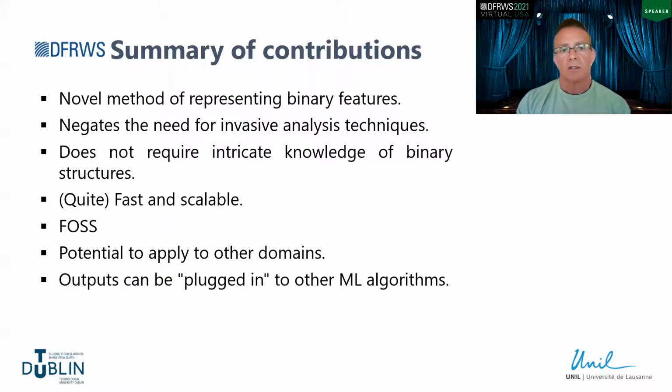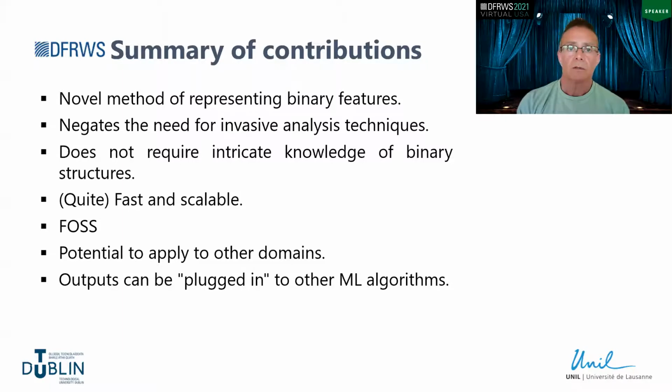So just to give a summary of the contributions of this paper, we've produced an algorithm called EHF, which is based on compression, which negates the need for any kind of invasive pre-processing, and gives a set of features that are ready for machine learning. It's quite fast. It's built on Python. It can be improved, but at the moment it's built on a heap structure, which is quite fast, and so is scalable to large data sets. It's free and open source.